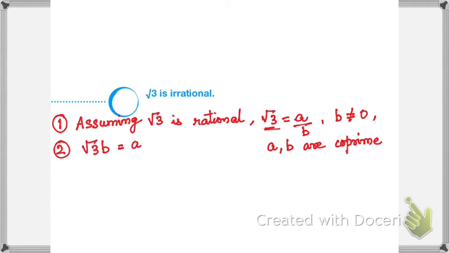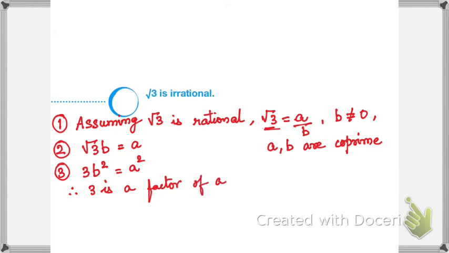So since root 3 is equals to a by b, we can write root 3b is equals to a. Now moving on to the third step, squaring on both sides, you will get 3b square will be equals to a square. Therefore we can write that 3 is a factor of a square. By the fundamental theorem you can again write that since 3 is a factor of a square, therefore 3 is a factor of a. This can also be written.